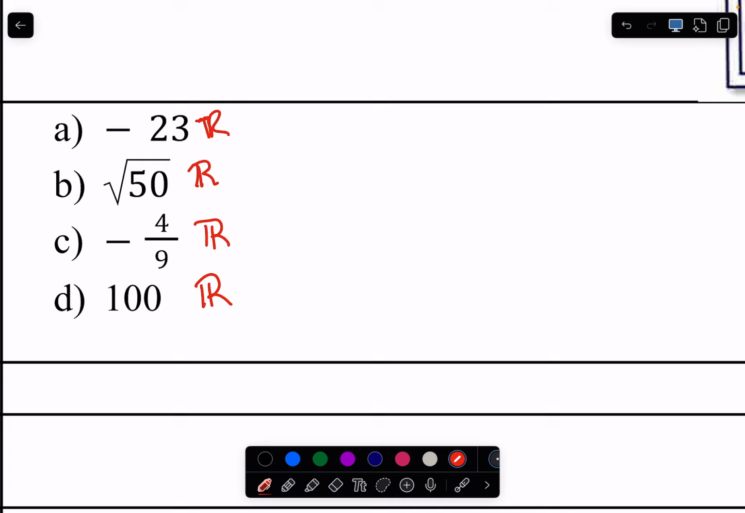The next thing we ask ourselves, are they rational or are they irrational? Can they be rewritten as a fraction? -23 can be written as -23/1. So it's rational. It's a Q. Square root of 50. If you threw that into a calculator, you get the decimal 7.07106, blah, and it never repeats and it never stops. That's irrational. That's an I. So we're done with B. As soon as it's irrational, we don't have to go further.